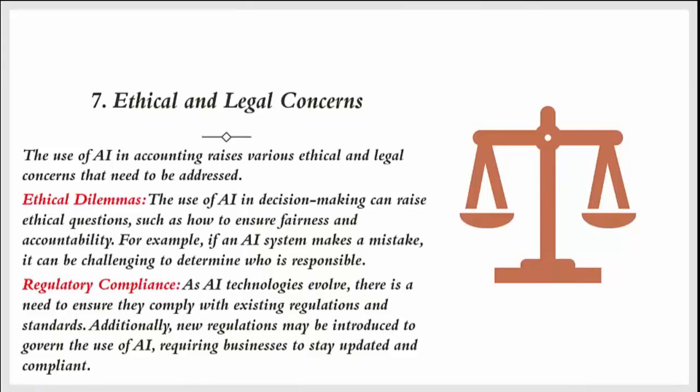Ethical dilemmas. The use of AI in decision-making can raise ethical questions, such as how to ensure fairness and accountability. For example, if an AI system makes a mistake, it can be challenging to determine who is responsible. Regulatory compliance. As AI technologies evolve, there is a need to ensure they comply with existing regulations and standards. Additionally, new regulations may be introduced to govern the use of AI, requiring businesses to stay updated and compliant.